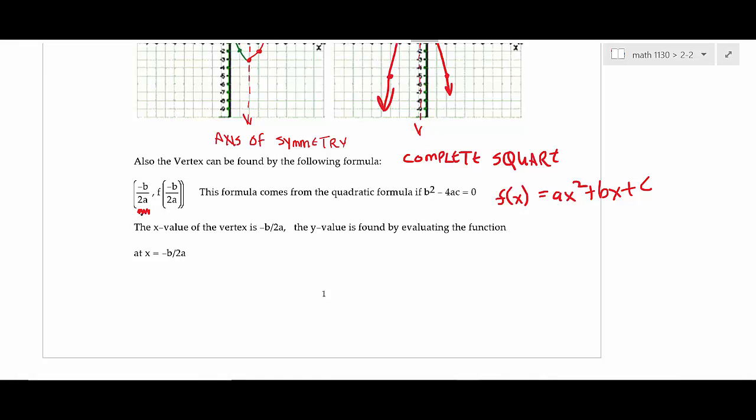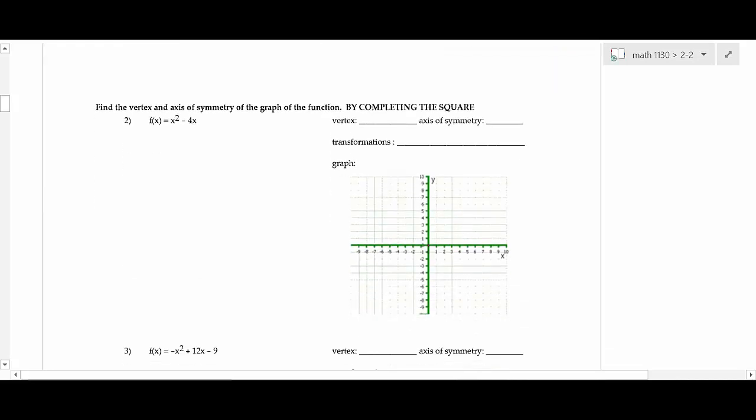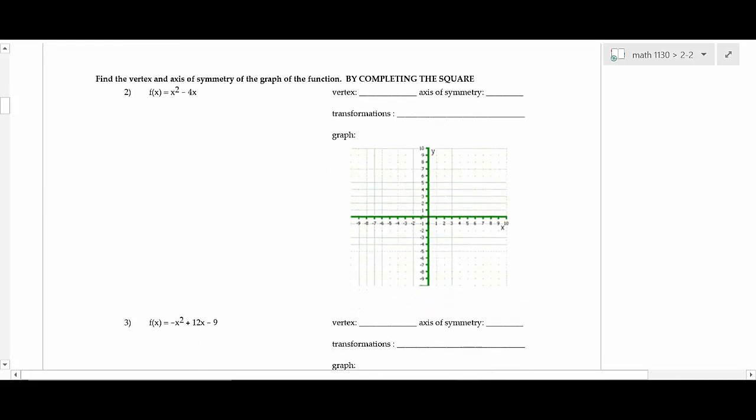To me, it doesn't matter which way you do it. Completing the square is usually a pretty easy process to do, but the -b over 2a is always going to work. And that actually comes from the quadratic formula, okay? All right. So let's work on completing the square a little bit on the next page.